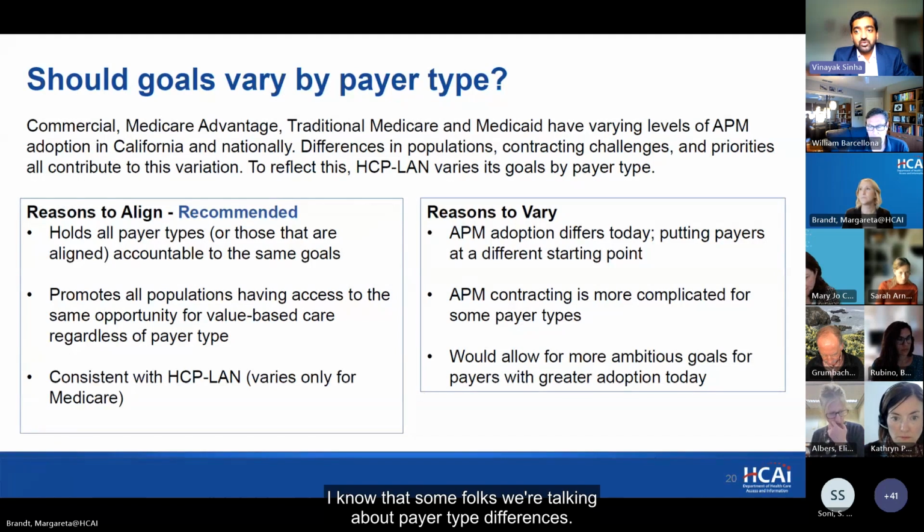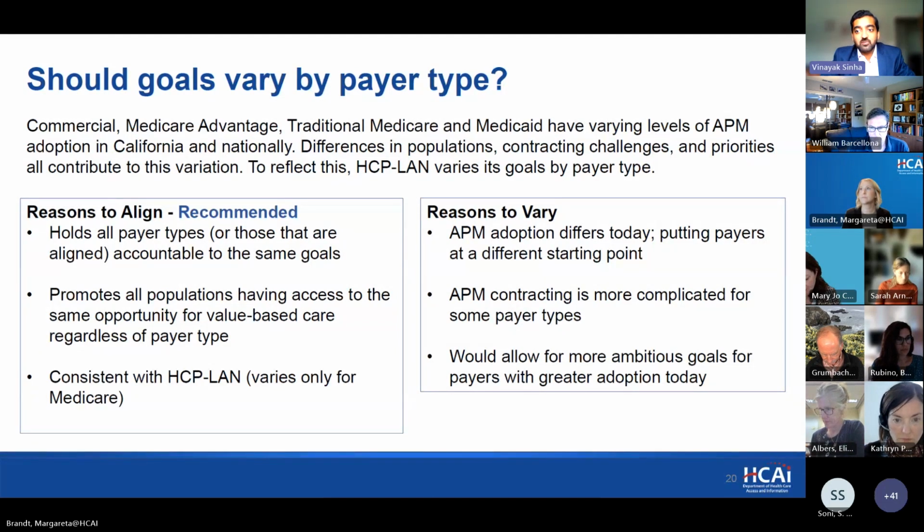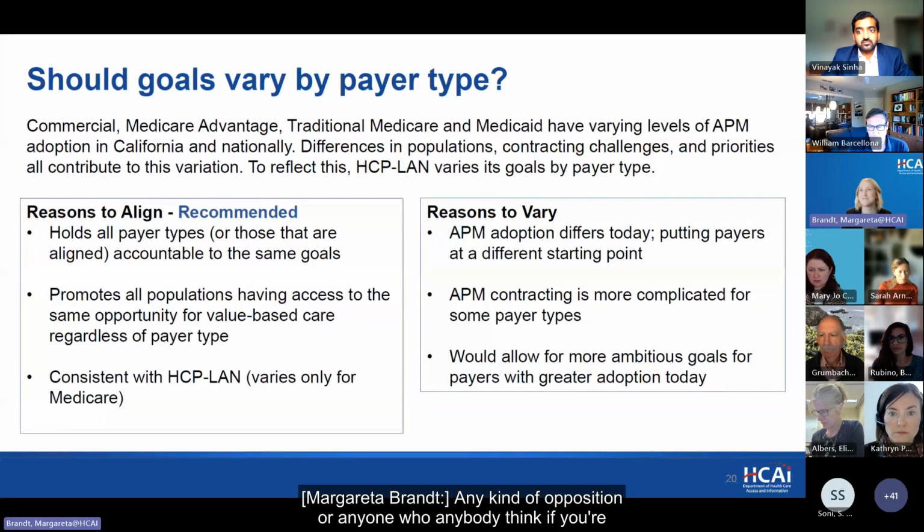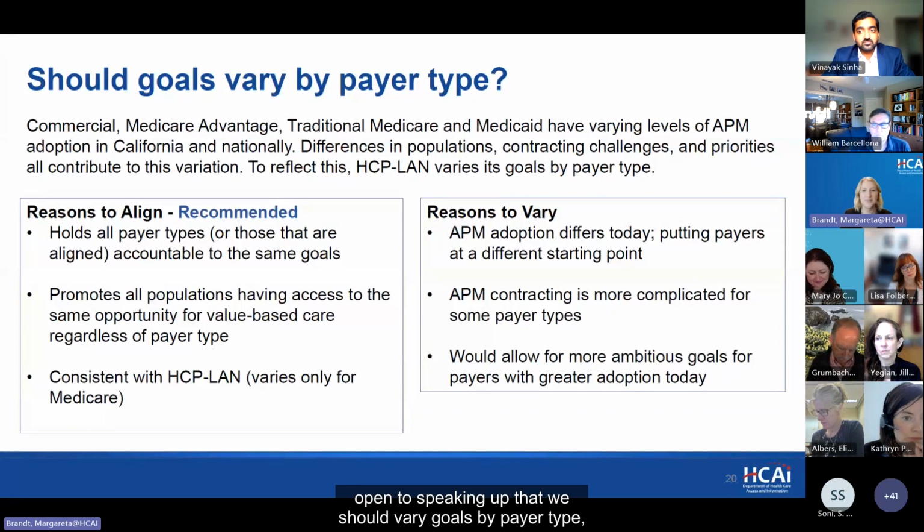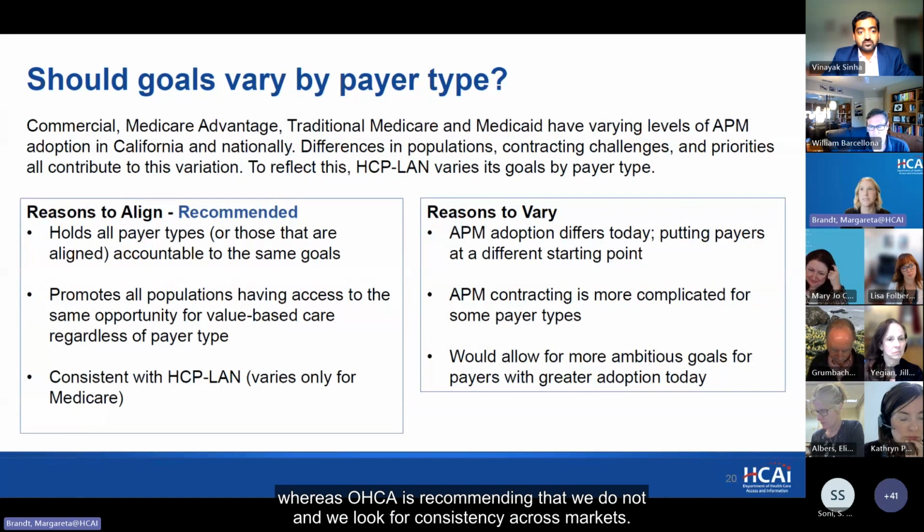I know that some folks were talking about payer type differences. I'm interested to hear your reactions on this. Any opposition, or anybody, if you're open to speaking up, think that we should vary goals by payer type, whereas OHCA is recommending that we do not, and we look for consistency across markets.